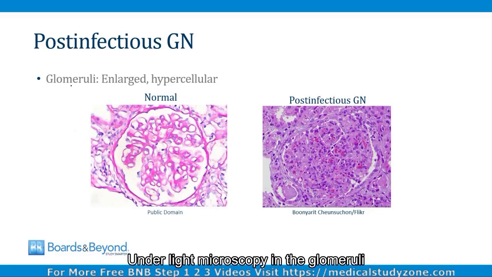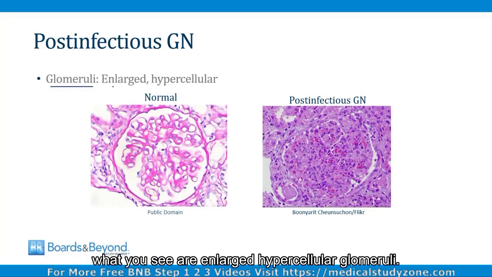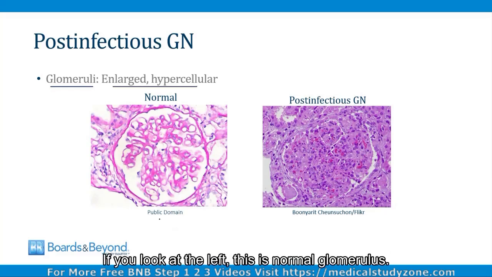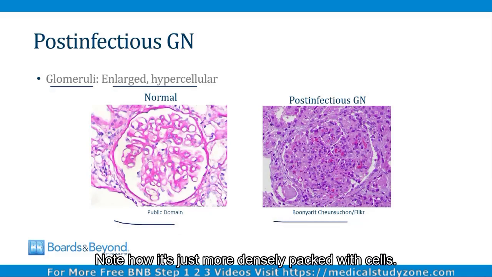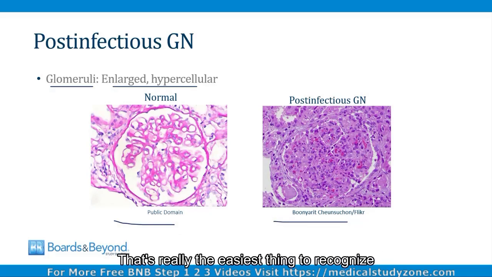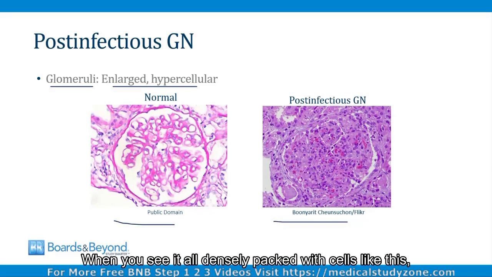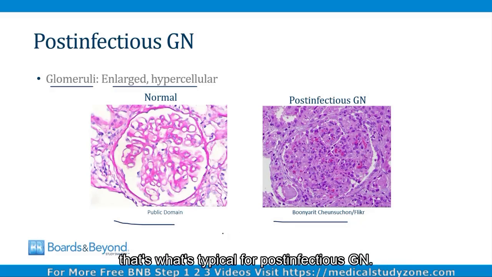Under light microscopy in the glomeruli, what you see are enlarged hypercellular glomeruli. If you look at the left, this is a normal glomerulus. On the right is one from a patient with post-infectious glomerulonephritis. Note how it's just more densely packed with cells. That's really the easiest thing to recognize if you're not a trained pathologist. And when you see it all densely packed with cells like this, that's what's typical for post-infectious GN.